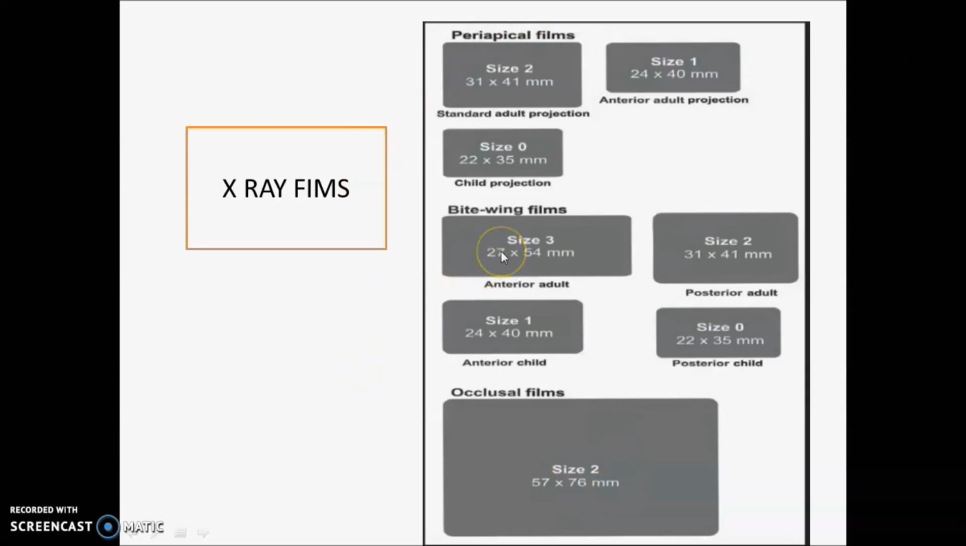So in the exam they can ask you a question like this. Where can you use your size 1 periapical film? So you have to answer it is for anterior adult projection.